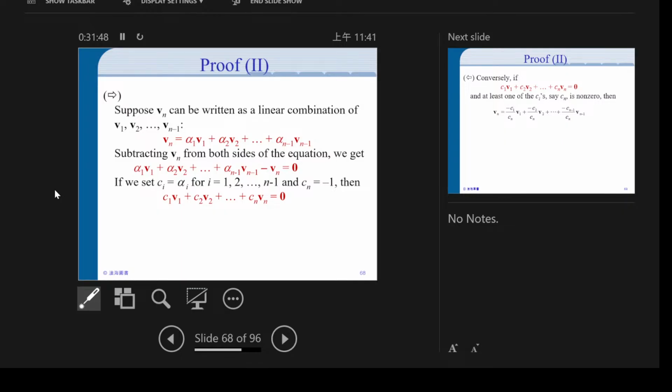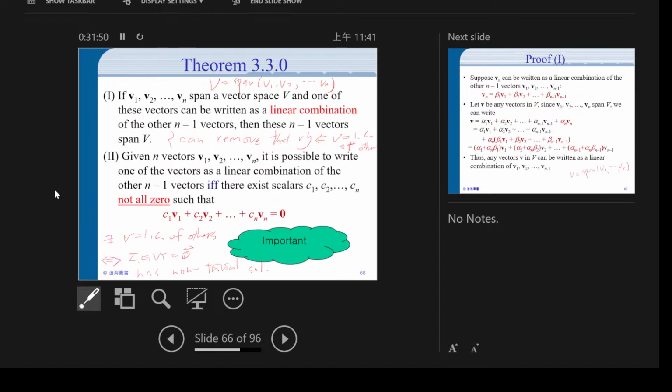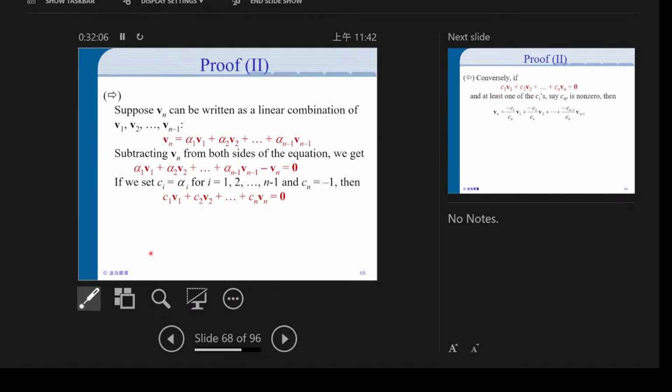Okay. And proof of 2 is actually an if and only if condition. So we want to say you have this dependency relation that has a non-trivial solution. Then one of them actually can be written as a linear combination of others. And it's quite straightforward, but the writing is hard. Okay, so first one, the only if direction is easy.